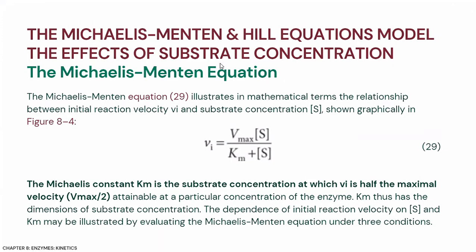So the Michaelis-Menten equation. Okay, so we have here initial velocity is equal to Vmax times concentration of S all over Km plus concentration of S. That is your Michaelis-Menten equation.